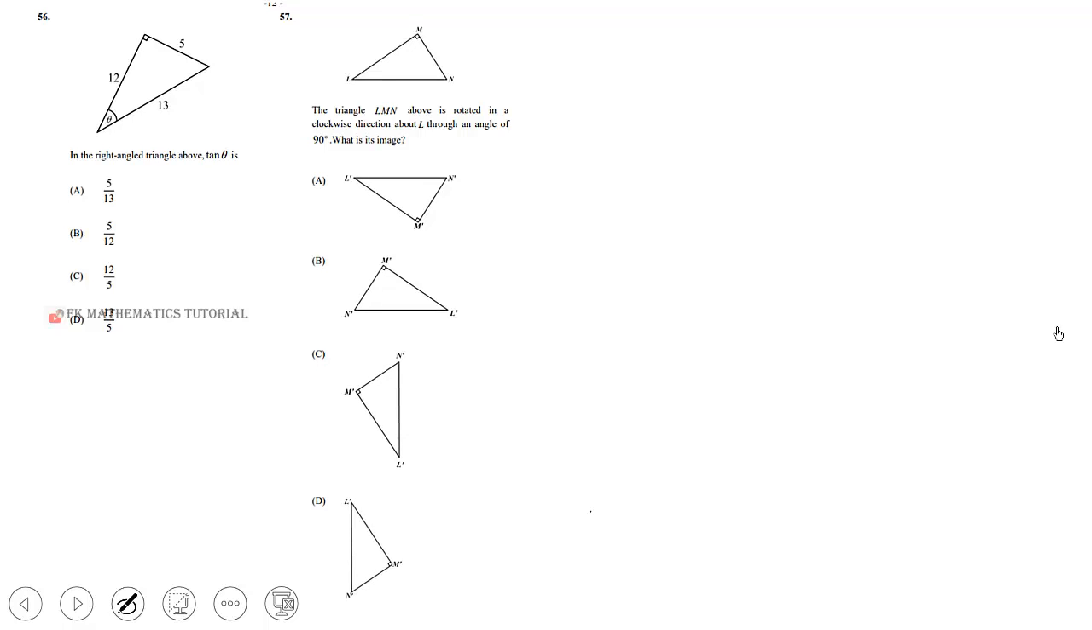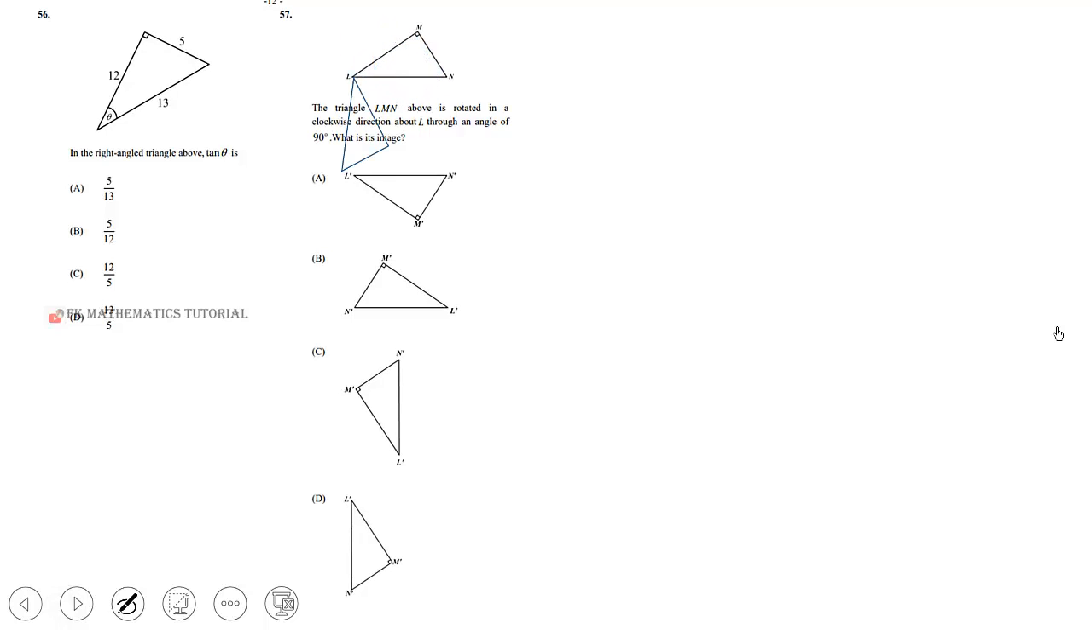Question 57. The triangle LMN above is rotated in a clockwise direction about L through an angle of 90 degrees. What is its image? So when we rotate this, it will look something like this. But because it's about the point L, if it goes through an angle of 90 degrees, it will end up something like this. So L prime will be here, then M prime will be here, and N prime will be here. So that will be option D for you.